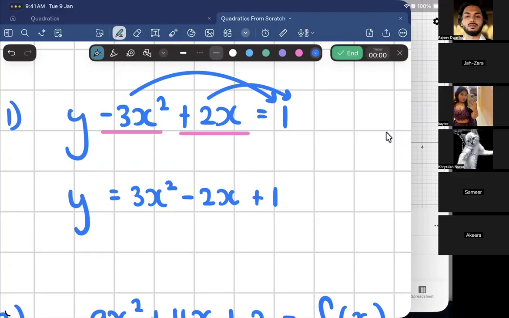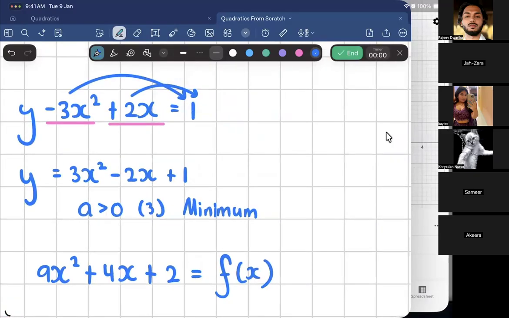Could you answer the question now? Is it a maximum or a minimum? It's a minimum. Why is that a minimum? Because the 3 is not negative. Right. So since a is more than 0, because we know it's 3, it's actually a minimum. It has a minimum turning point.